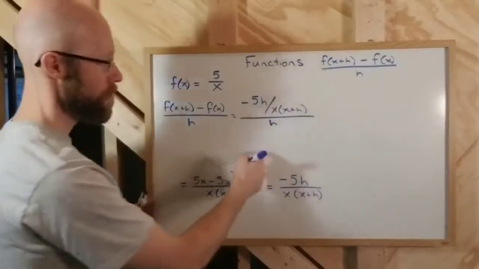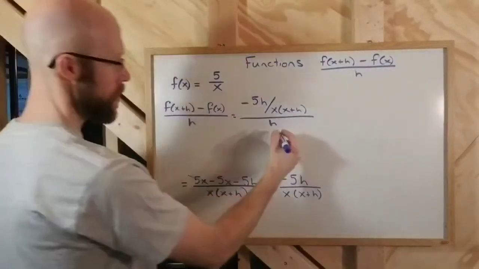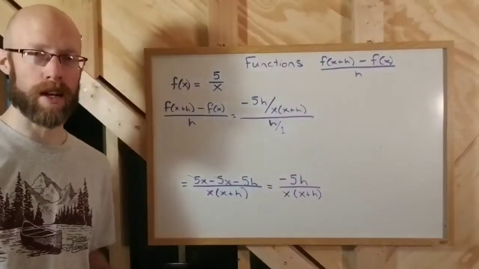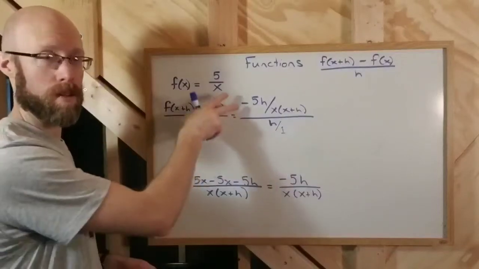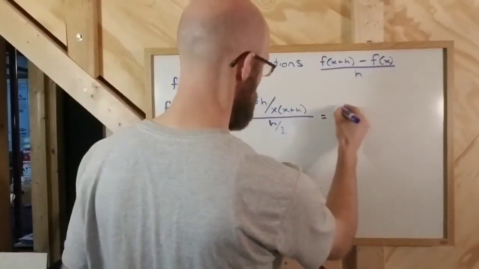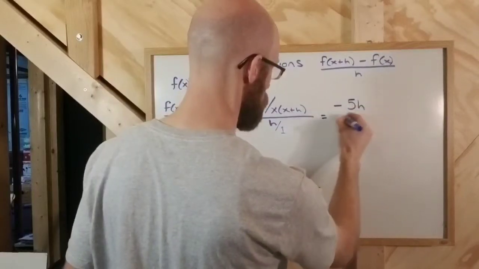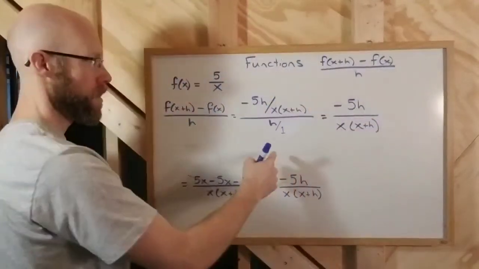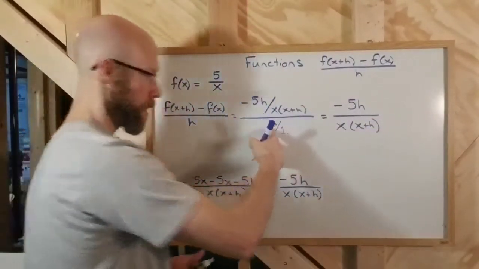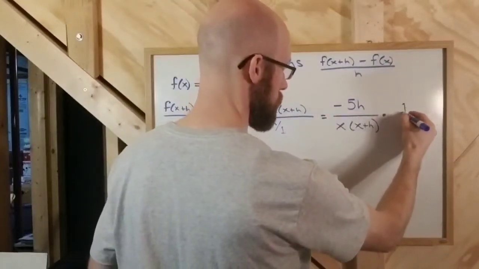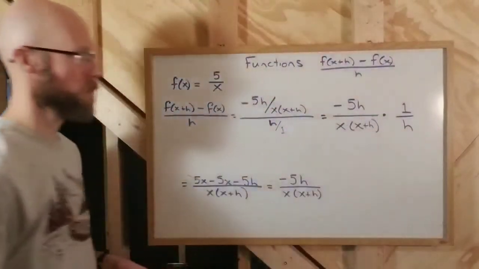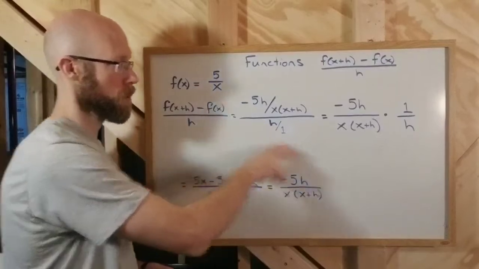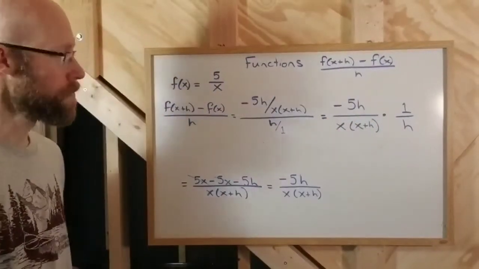So I'm going to copy dot flip on this. Now to do that, I need to make sure both of these are fractions. So I'm going to write the h as h over 1, so it looks like a fraction. And then I'm going to do the copy dot flip. So I'm going to copy the first fraction down. That would be negative 5h over x times x plus h. And then here's where the dot flip comes in. I'm going to multiply by the reciprocal of that denominator. So it's 1 over h. Okay, so I'm flipping that fraction. So multiplying by the reciprocal of the h over 1 is 1 over h.